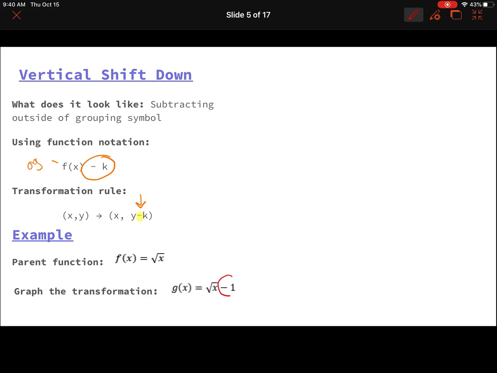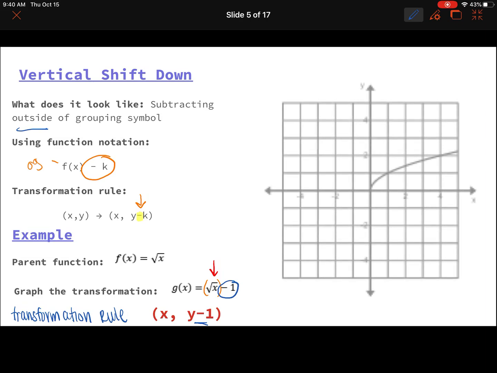So -1, important, right? So I have my original, so my grouping symbol. Here, I'll do it in a different color. Here, let's just erase that. Okay. So I have, remember, my parentheses are really here. And then this -1 is outside of my grouping symbol, right? So this is affecting my y coordinate, okay? So here is my transformation rule. So this is my new transformation rule. Okay? So here we see that it's only affecting our y because it's outside the grouping symbol, right?